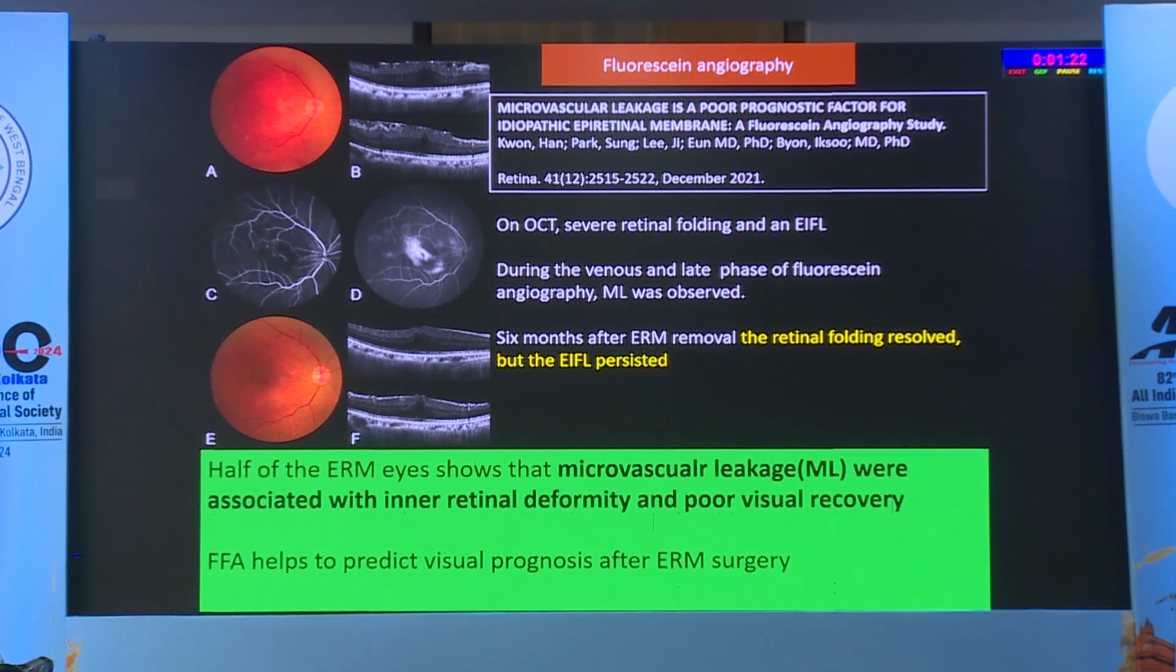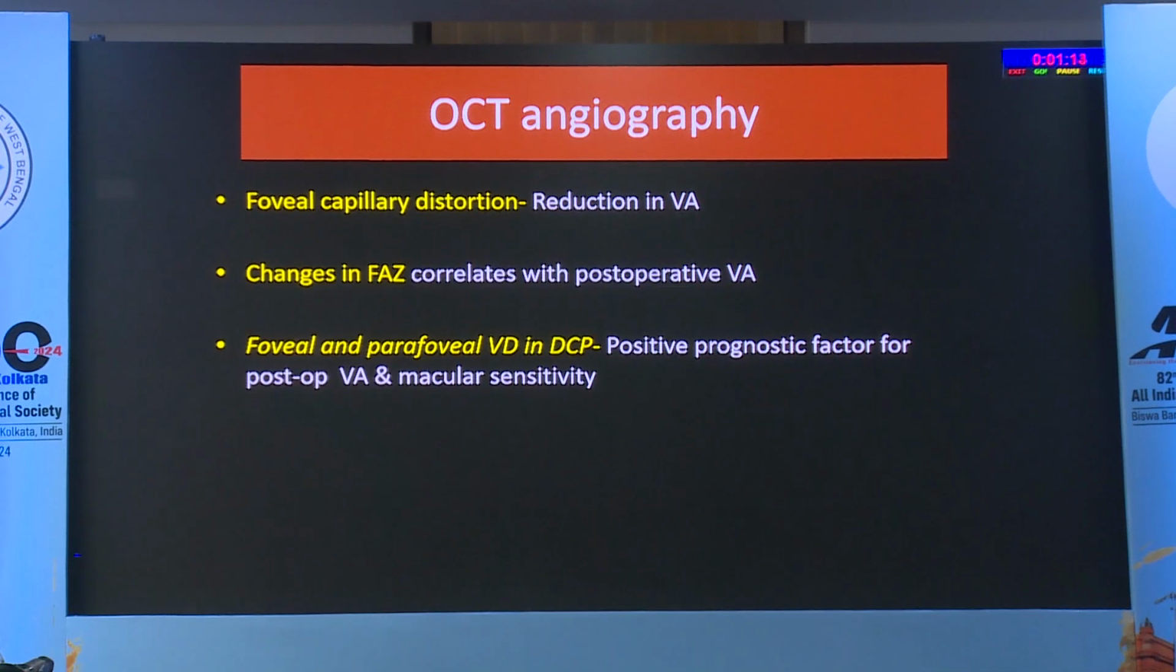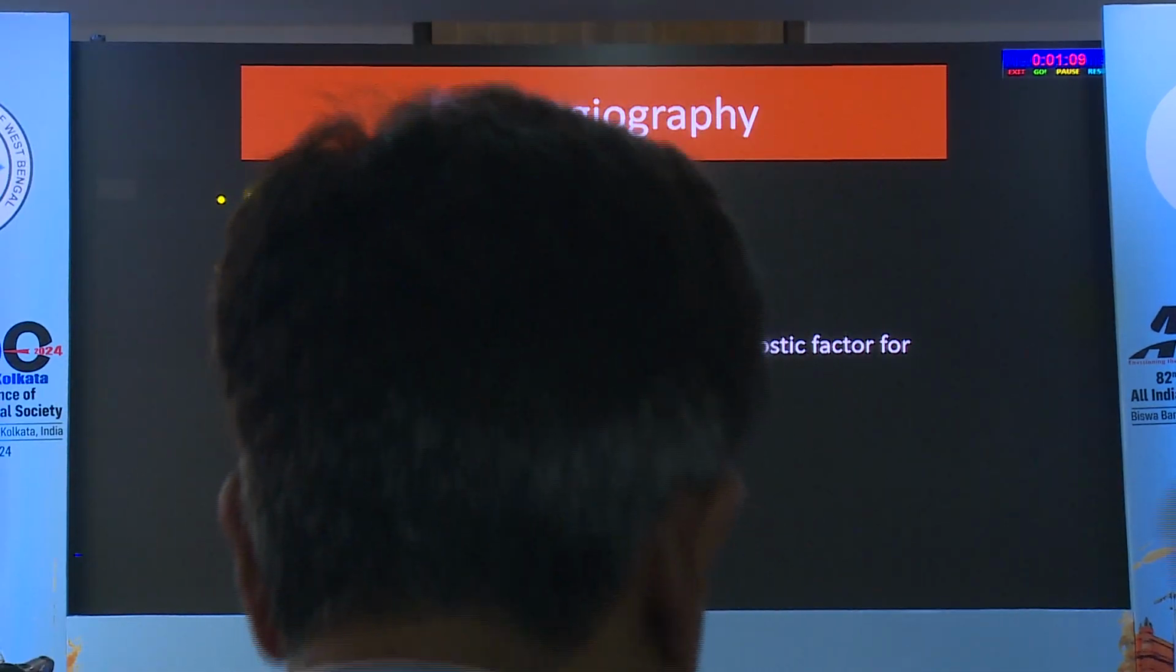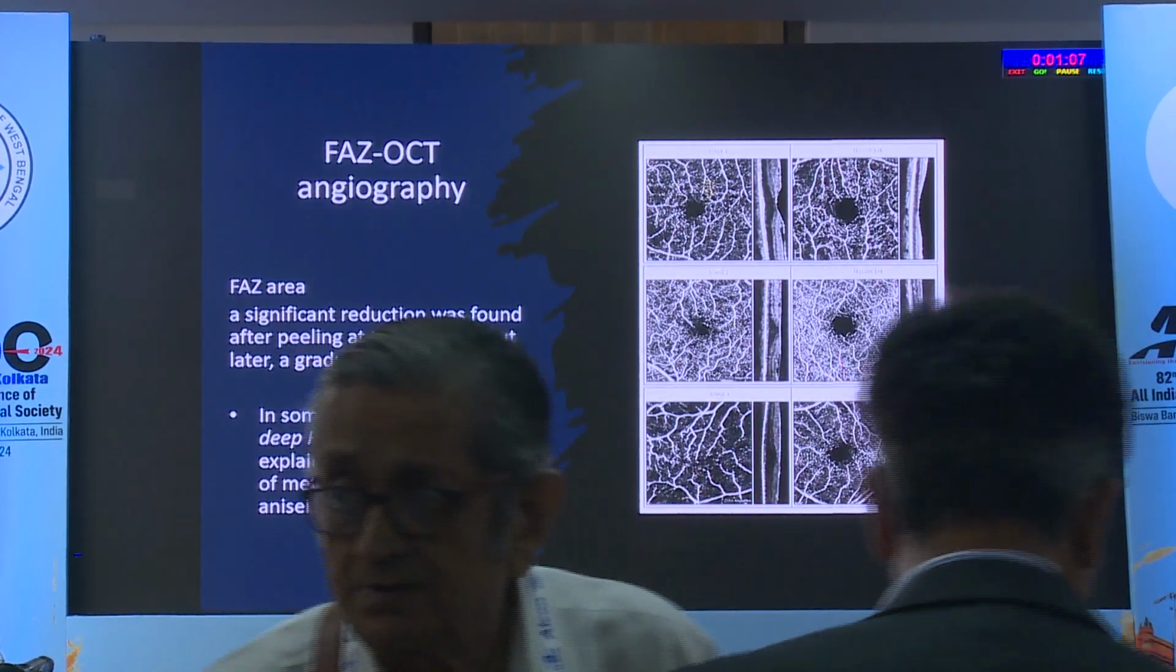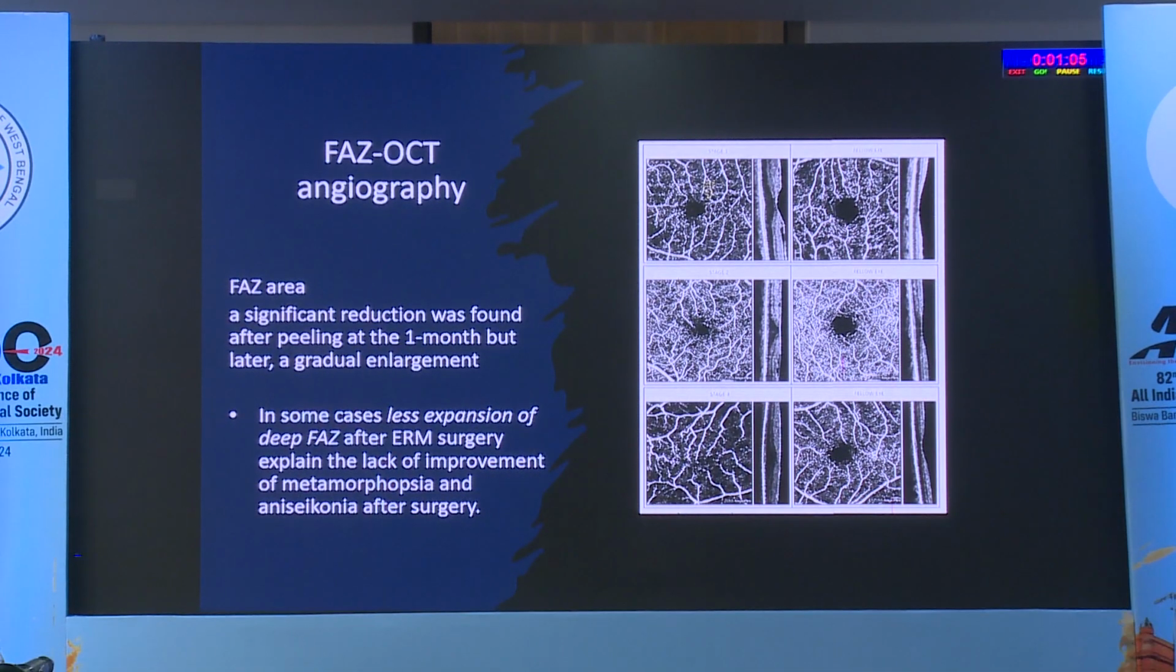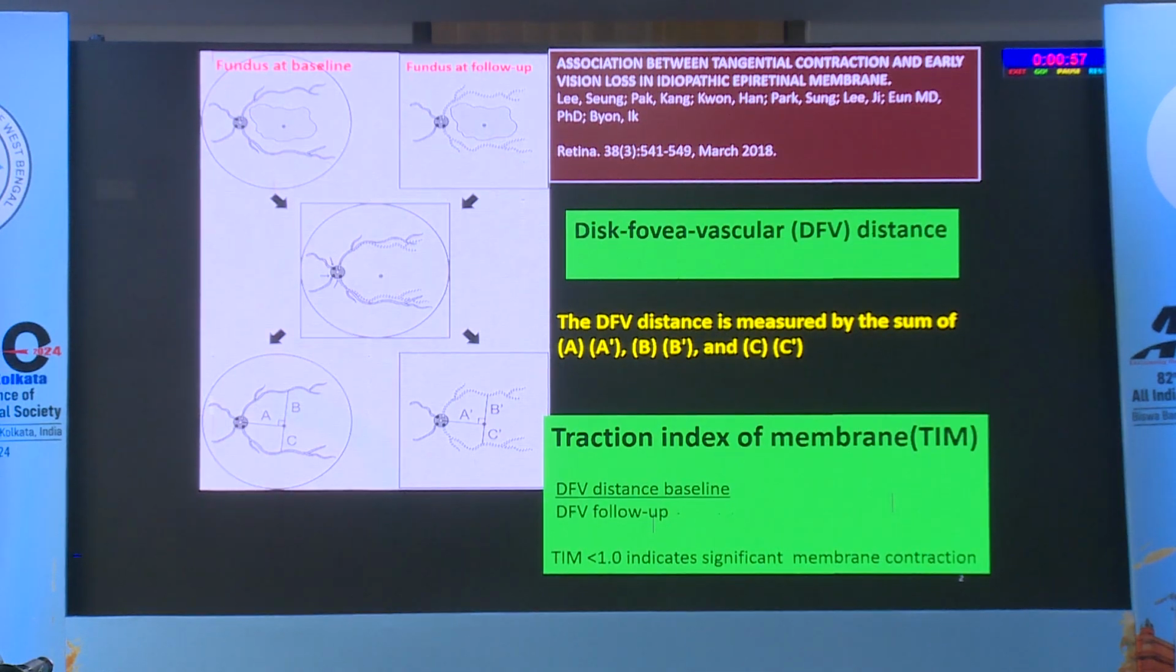If you tend to see a microvascular leakage associated with an ERM on FFA, they tend to do poorly when compared to eyes which don't have a microvascular leakage. OCT angiography: definitely foveal and parafoveal vessel density is a positive prognostic factor for post-op visual acuity and macular sensitivity. In some cases, post-surgery, you may not see a typical FAZ expansion. These patients tend to do poorly in spite of removal of the ERM.